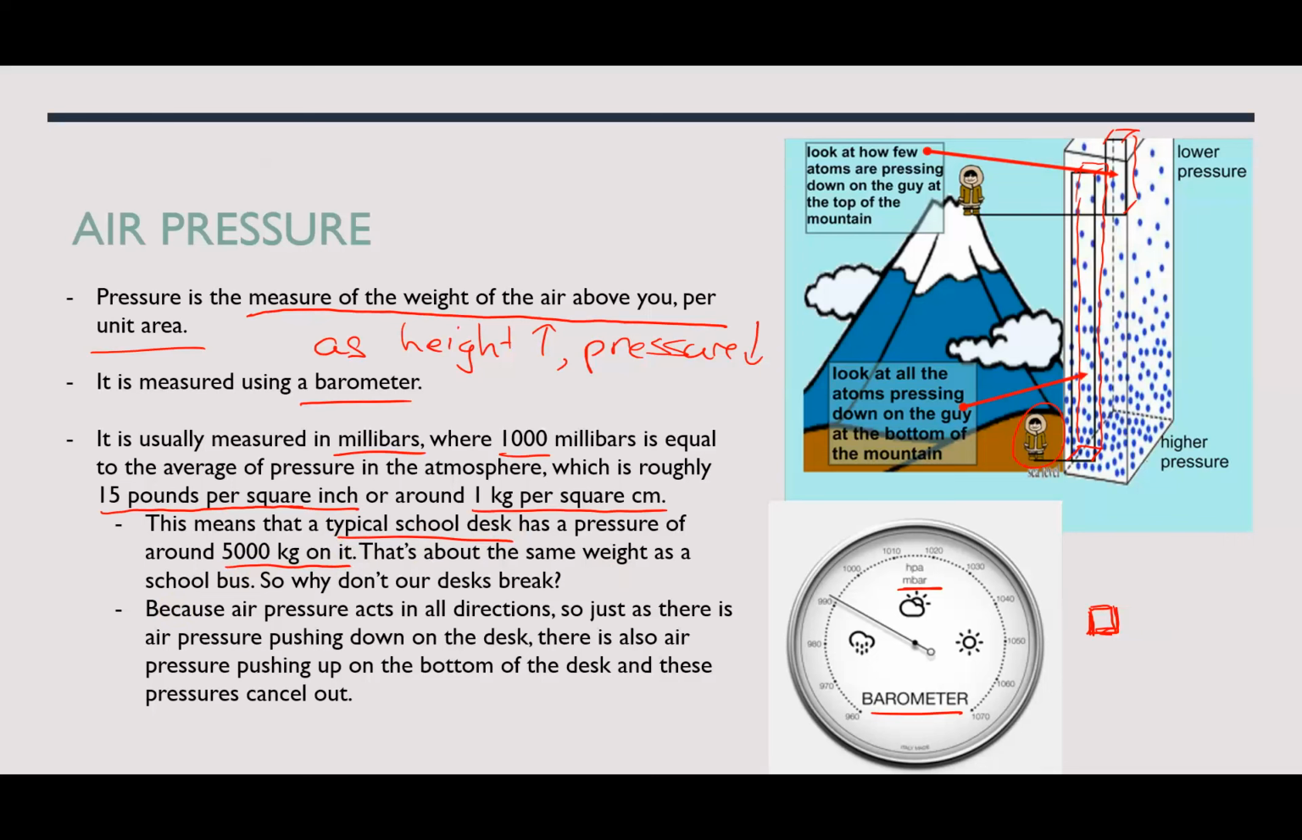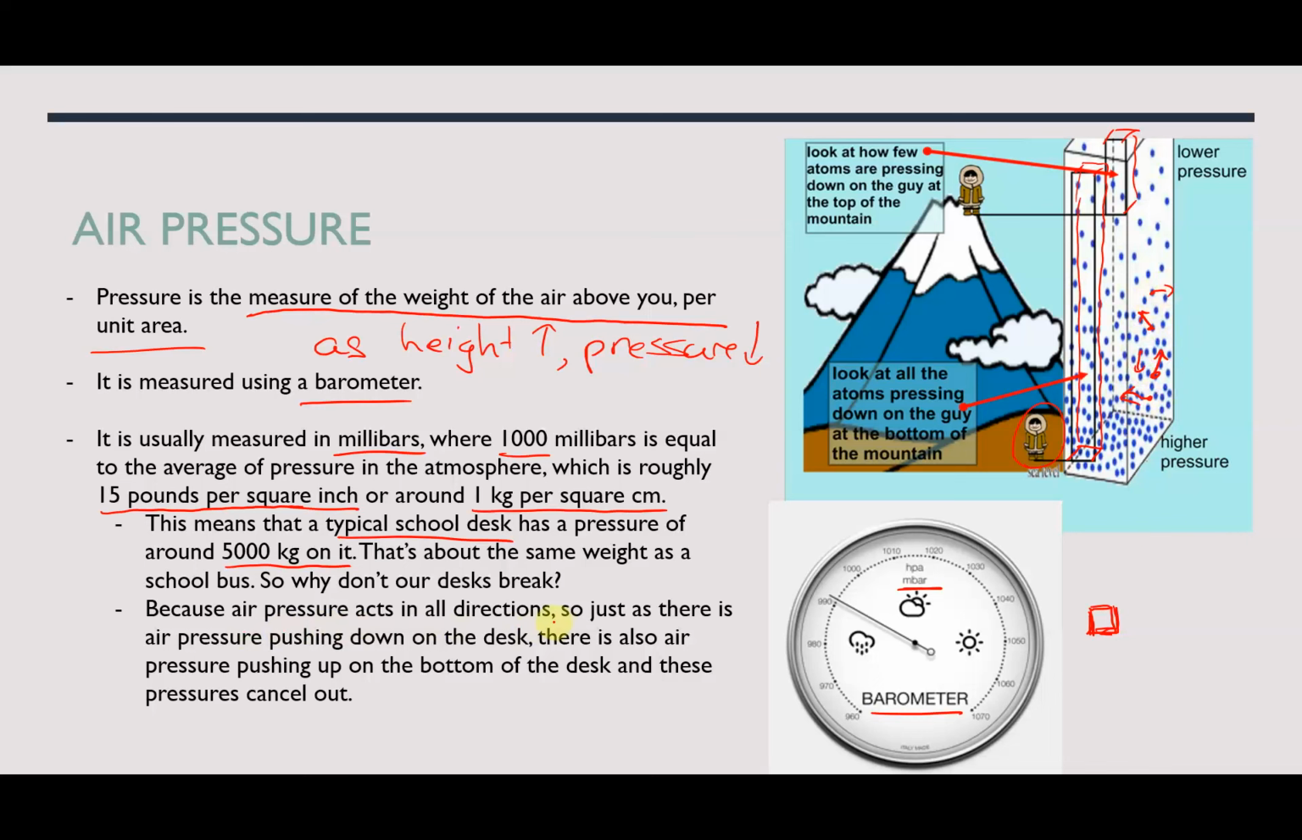So how is it possible that you've got a school bus worth of pressure pushing down on your desk and somehow your desk doesn't break? That seems strange, right? Well, the reason for that is because air pressure acts in all directions. These little particles here, some of them are moving up, some of them are moving left, some of them are moving down, some of them are moving right. But they're all applying pressure in each of these different directions.